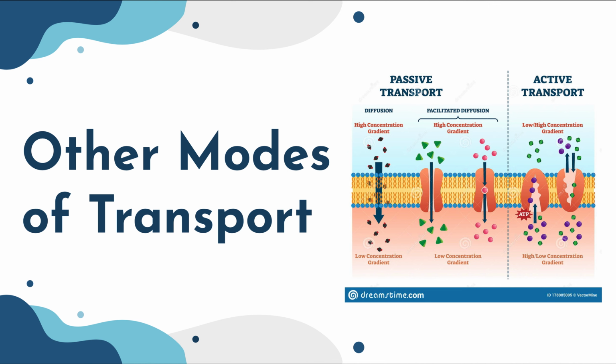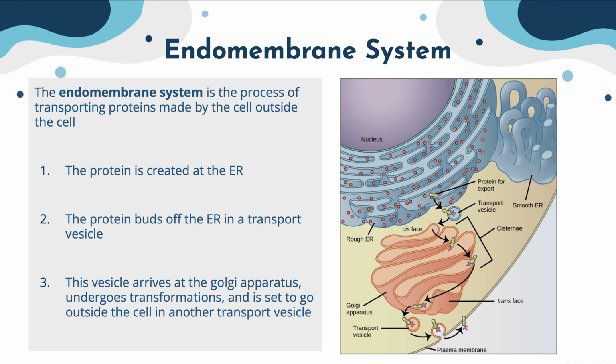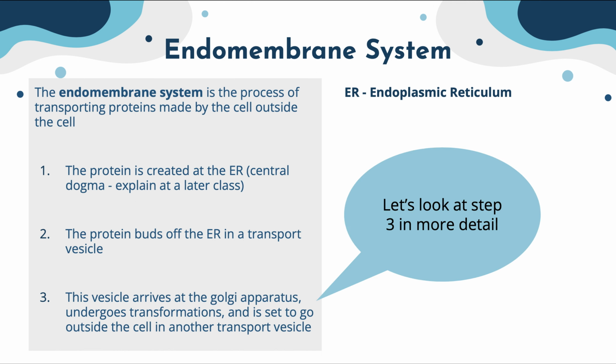Now let's discuss other modes of transportation. For one, there is the endomembrane system. The endomembrane system is the process of transporting proteins made by the cell outside of the cell. Number 1, the protein is created at the ER. Then the protein buds off the ER, or endoplasmic reticulum, in a transport vesicle. Then this vesicle arrives at the Golgi apparatus, undergoes a transformation, and is set to go outside the cell in another transport vesicle.